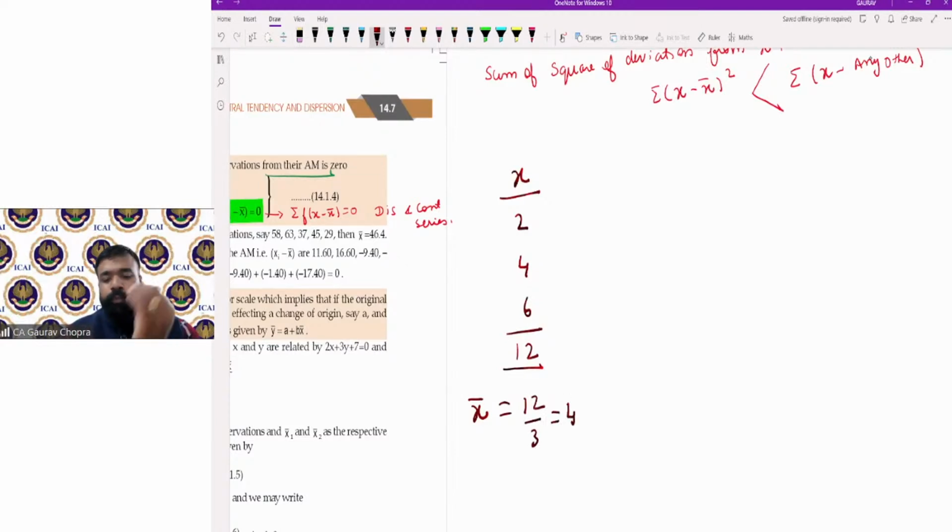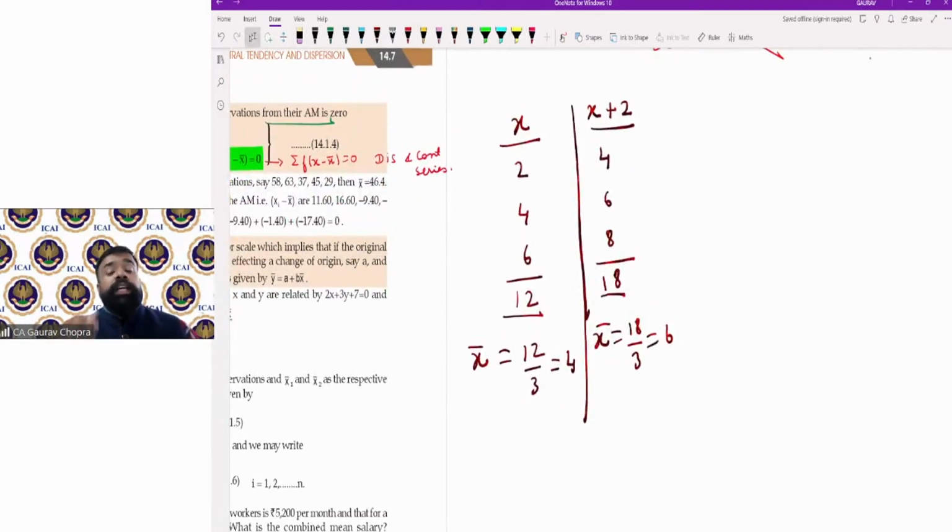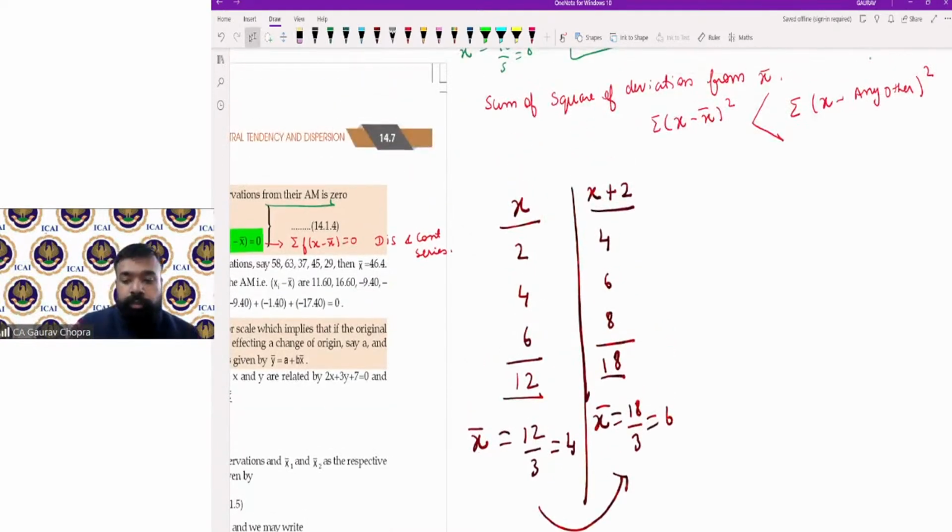This is a question, x bar jiska 4 hai. Now this property says if we increase all the observations by 2, अगर आपने सारे observations को 2 से increase कर दिया तो क्या effect होगा? x plus 2 क्या है? So 2 plus 2 is 4, then 6, and then 8. Now, if you find that total is 18. And what about x bar? X bar will be 6. So if all observations are increased by 2, arithmetic mean will also get increased by 2. This is known as change of origin.